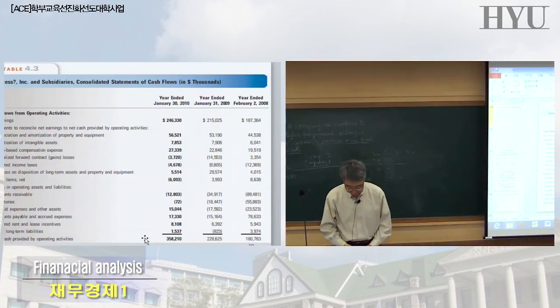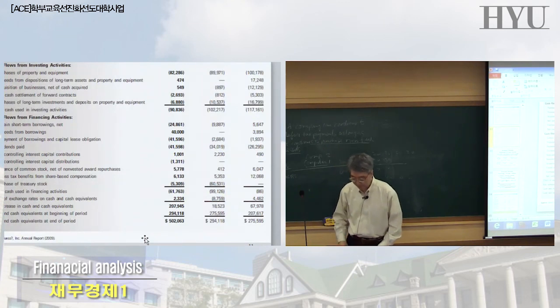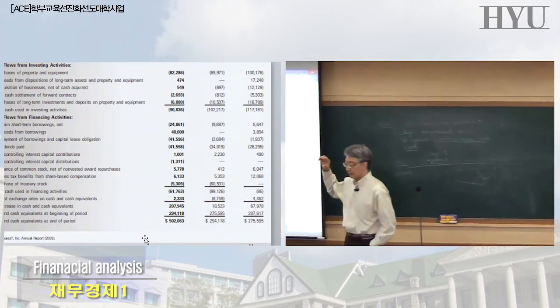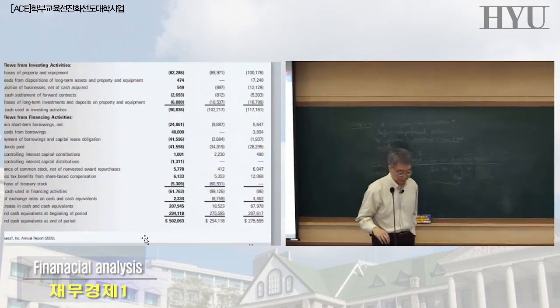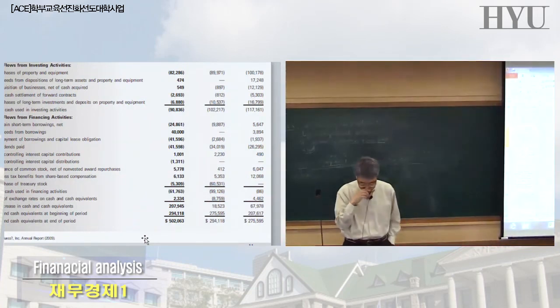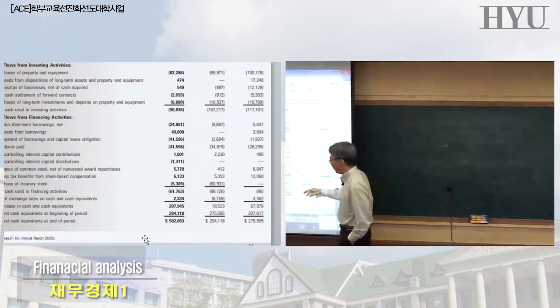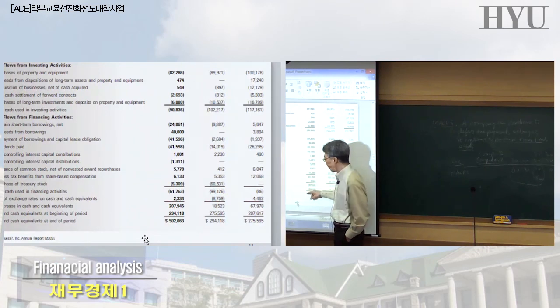Okay. Other items, why don't you go through them yourself? And if there is any question, let me know. But the idea is, again, this indirect method is a reconciliation of net income, net earning, and the final cash flow at the end. So the bottom line here is cash and equivalents at end of period. Okay?